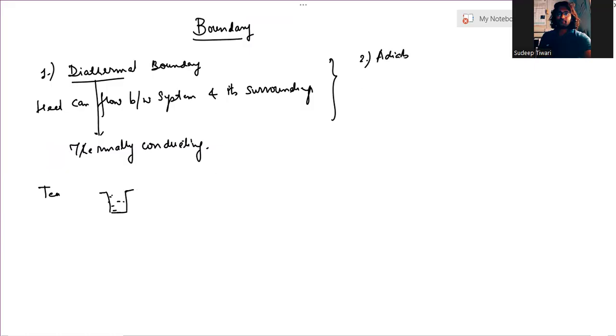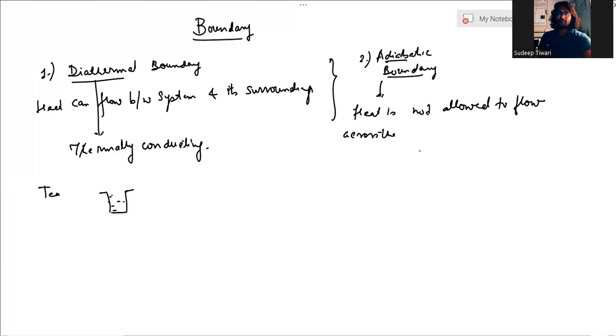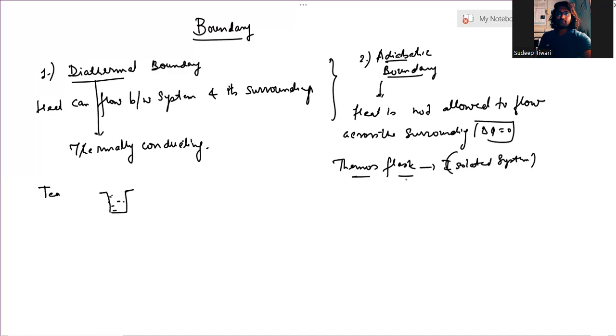Now, second is the adiabatic boundary. So what is an adiabatic boundary? An adiabatic boundary is one where heat is not allowed to flow across between the system and the surroundings. So basically, delta Q is zero between the system and surroundings. For example, your thermos flask. If it is nicely fitted in all senses, this forms an isolated system. This forms a thermally isolated system, and the boundary of a thermos flask is an adiabatic boundary.